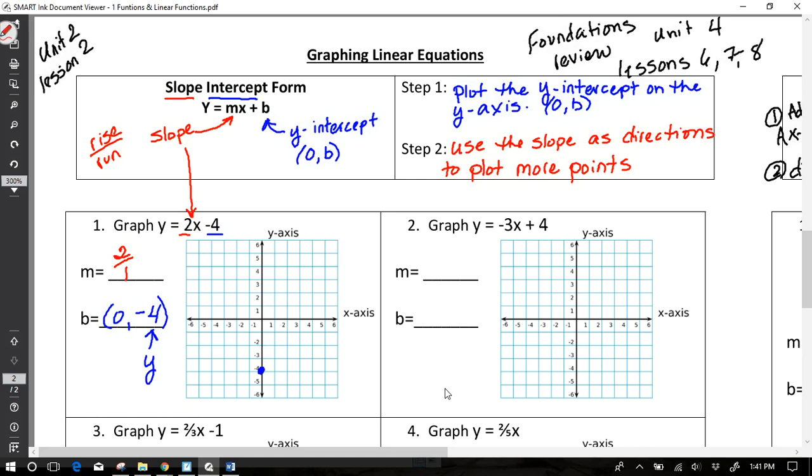I have 2, which is a +2, over 1, which is a +1. So I will go up 2, right 1, and there's a point. Up 2, right 1, and there's a point. And you could continue that.